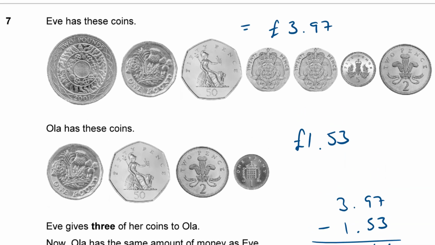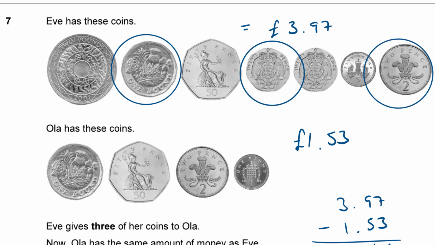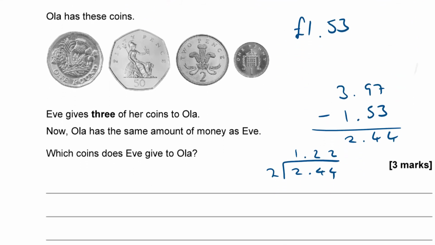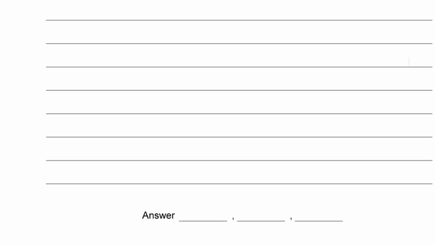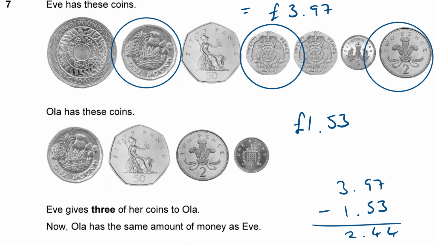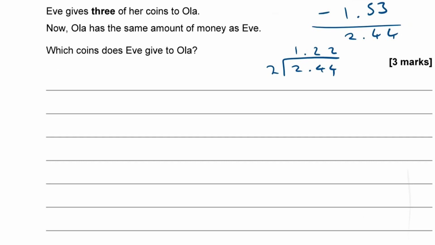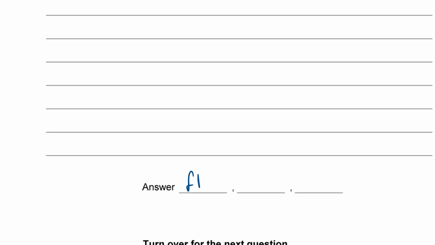So if she gives the pound and the 20p and the 2p, that's £1.22, isn't it? Okay, and then they'll both have the same amount of money. Eve will have £2 left, and the 50 and the 20 and the 5p, making £2.75, and Ola will now have £2 and the 50 and the 20 and the 2 pence and the 1 pence, which is £2.75 as well. Okay, so how am I going to write that down? Oh, I need to write down in the answer box. So she's given her a pound, a 20p and a 2p. So the pound coin, the 20p coin and the 2p coin.